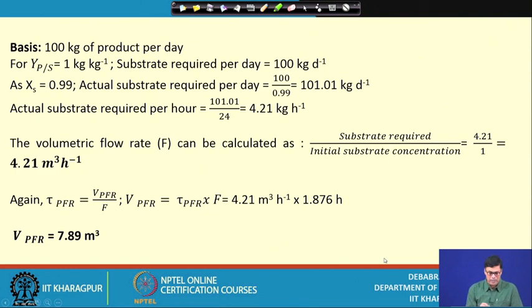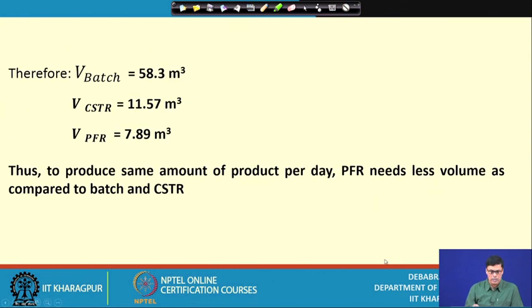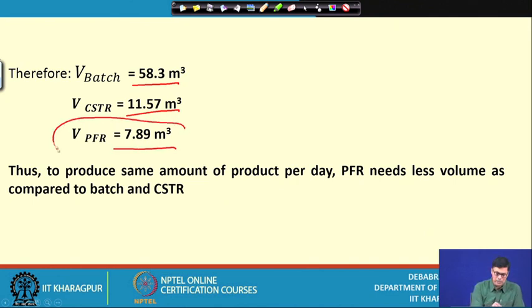Now, in the previous problem we already found the flow rate, and tau plug flow reactor is the volume by flow rate. So the volume of the plug flow reactor we can easily calculate like this: 7.889. So in this problem, we found the batch process volume is 59.3 cubic meter, CSTR 11.57, and plug flow reactor 7.89. That means our recommendation is the plug flow reactor. The plug flow reactor will be most suitable for this particular production process.